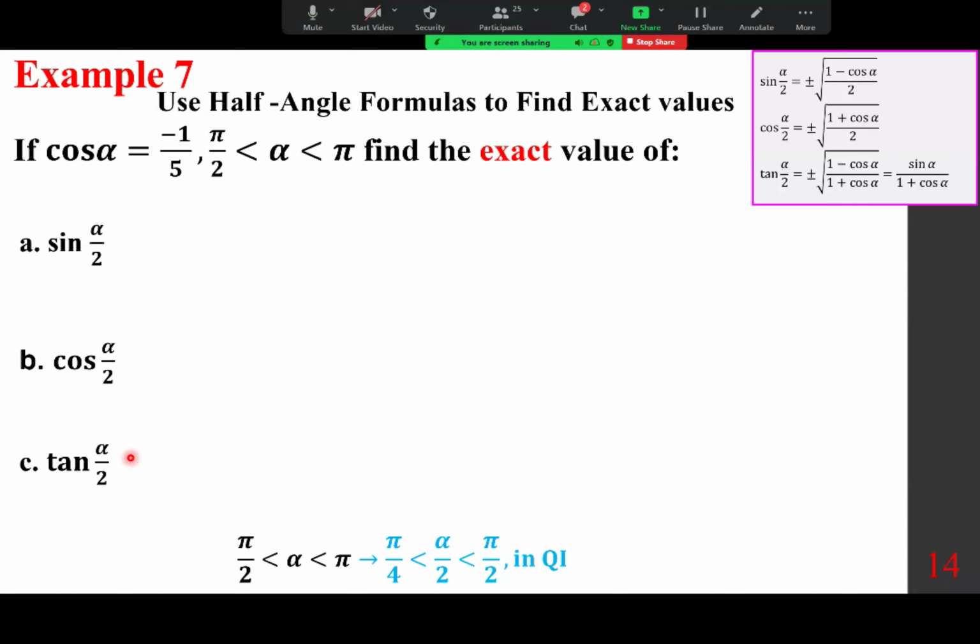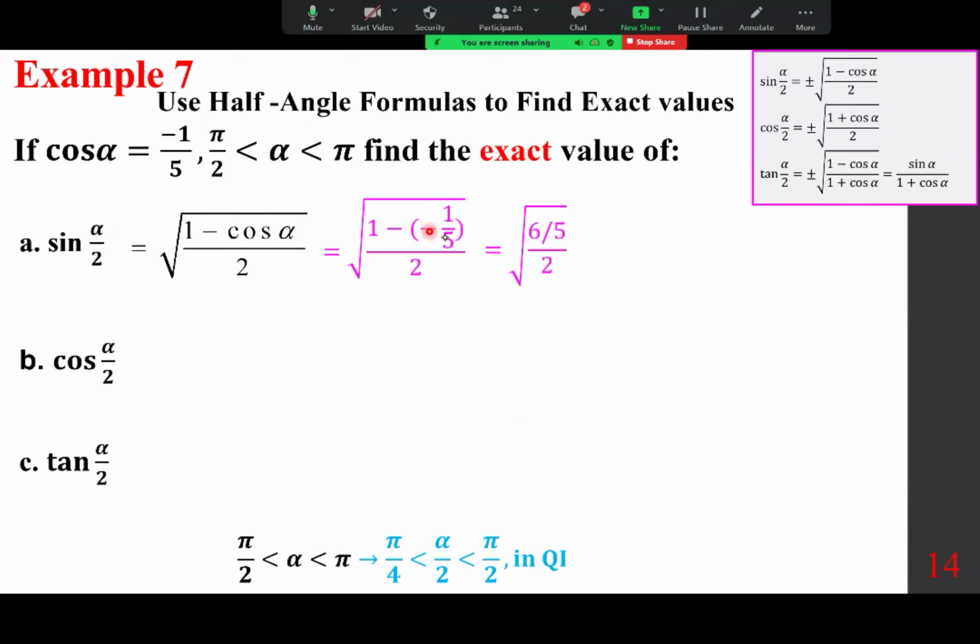One more time. We want half of alpha. So we divide everything by 2. And we notice we end up in the first quadrant where everything is positive. So for sine, we use this one with a positive. 1 minus cosine, well, replace the cosine with negative 1/5, make it plus 1/5, and therefore the numerator is 6 over 5. And so I hope you recognize 6 cancels out the 2, and it becomes 3 over 5.